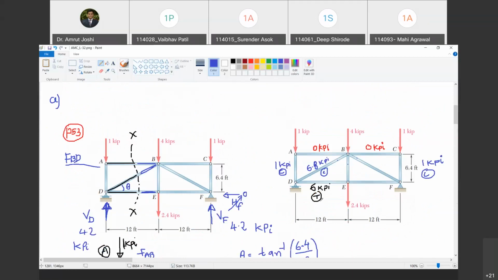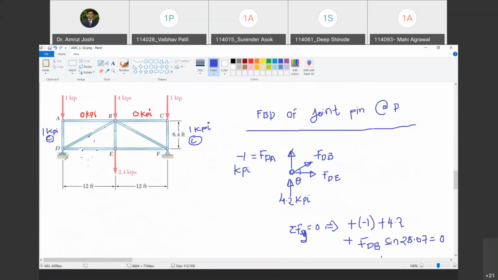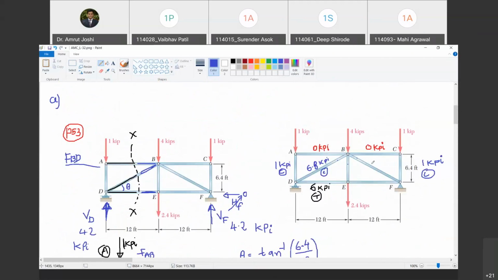So now, what is the next thing that we are going to do? We are going to draw free body diagram of joint F. And you will now appreciate that these free body diagrams are going to be antisymmetric with free body diagram of D. Do you agree with me? वही रहने वाला है. So therefore, you are going to get these two forces same as these two.